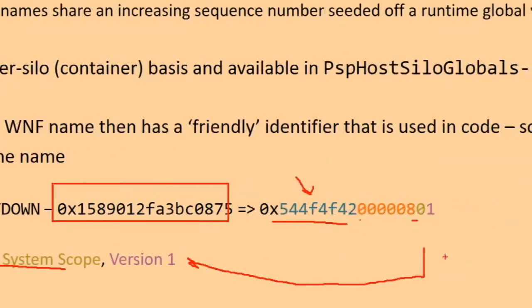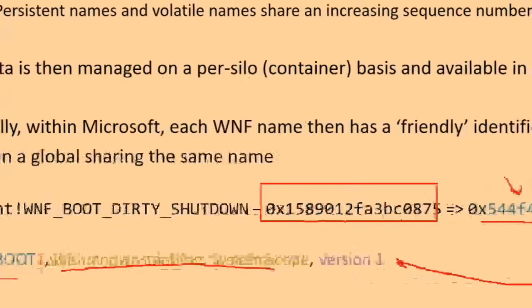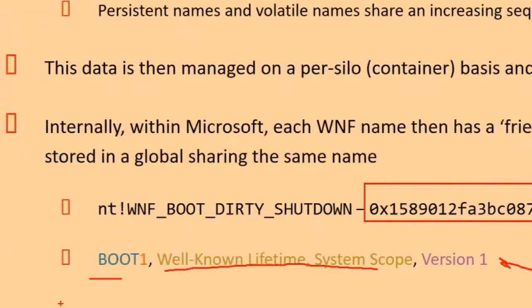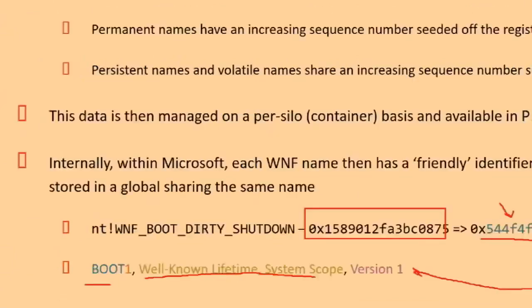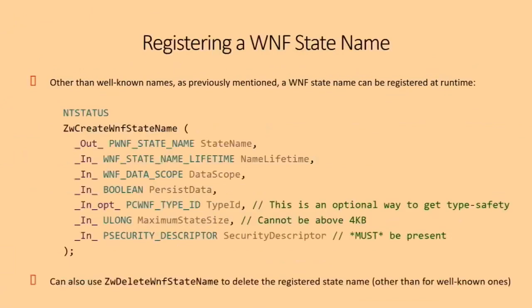And then the 1 over here, this isn't 1 shifted, obviously, so it looks like an 8, means that it's the first event part of the boot family. So WNF boot dirty shutdown is that number, but that's internally how it's represented by the WNF system.